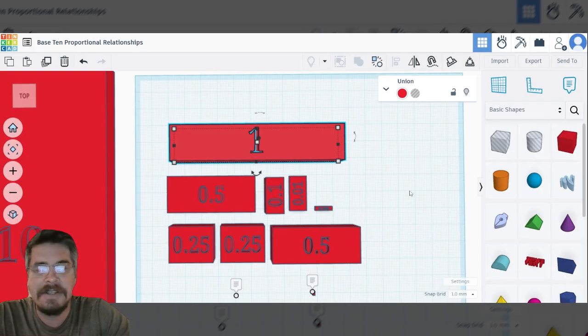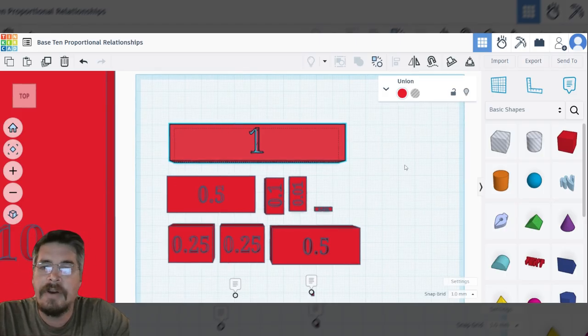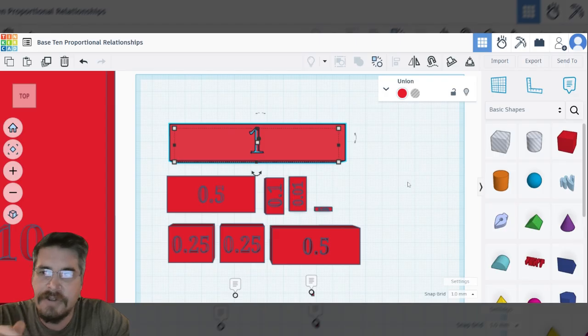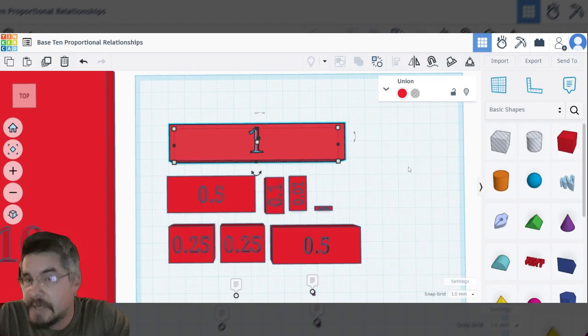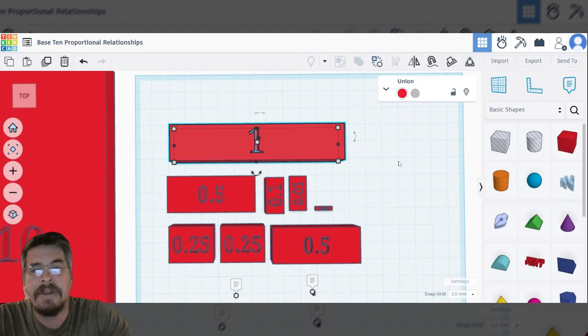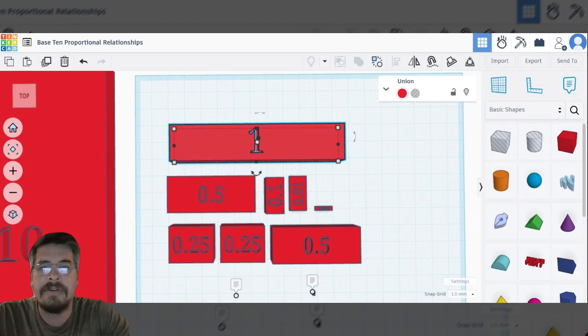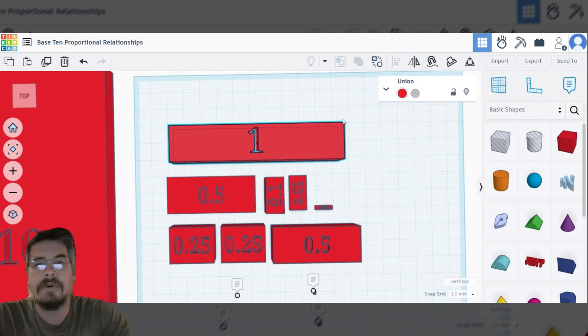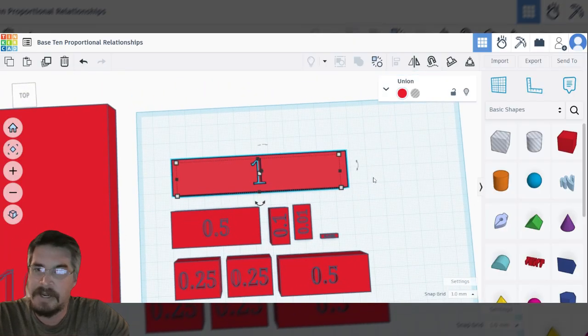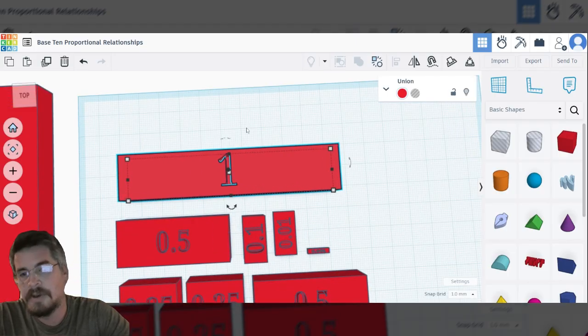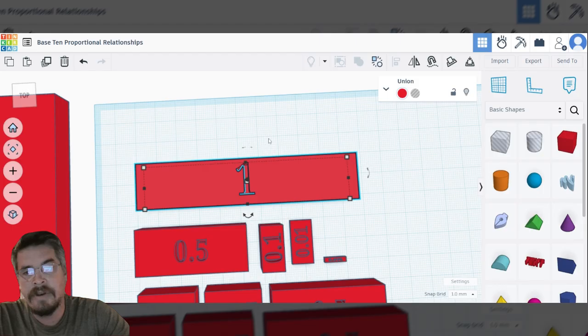I have logged into Tinkercad, and I wanted to show you how we can use Tinkercad to help us think about base 10 proportional relationships. In particular, we are thinking about decimals and how we can visualize a little better the difference in the sizes of these numbers. As I was thinking about how to construct this model, we needed to find a shape to be representative of one, right?